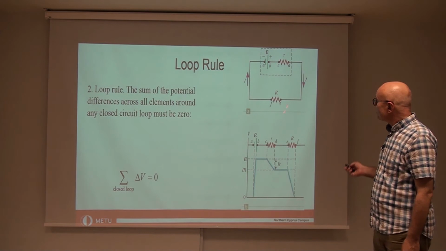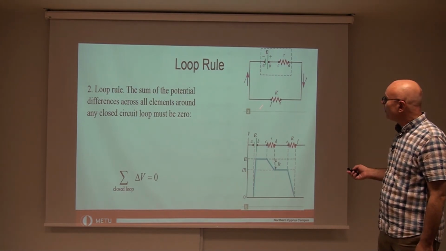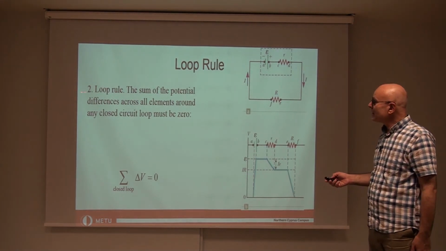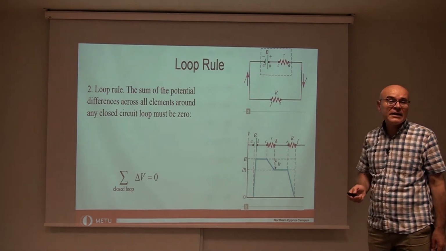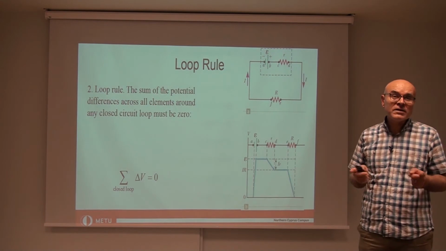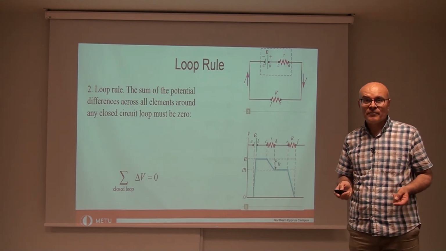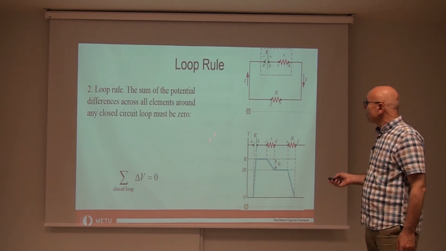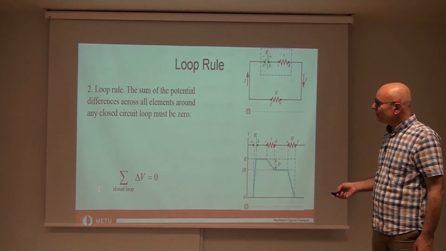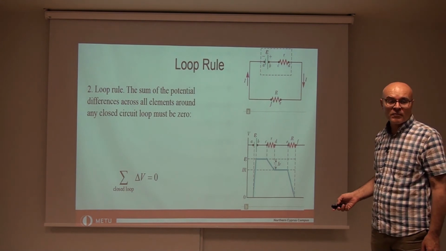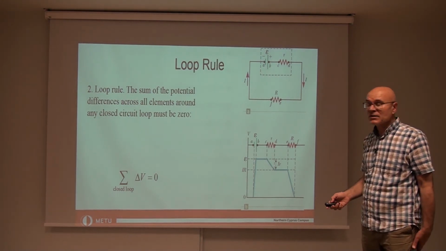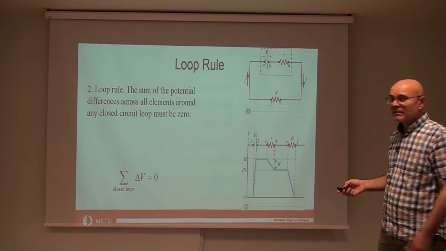So we come now to the loop rule. We have seen this circuit before, and the loop rule says the sum of the potential differences across all elements around a closed circuit loop is equal to 0. We write this symbolically in this form: the sum of delta V is equal to 0. Now, what does this mean?